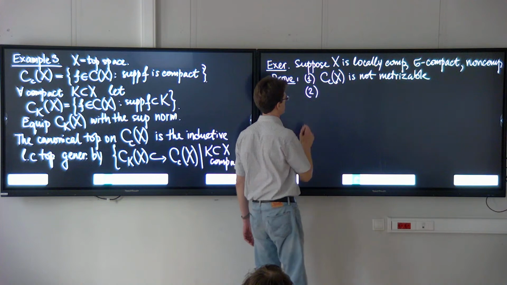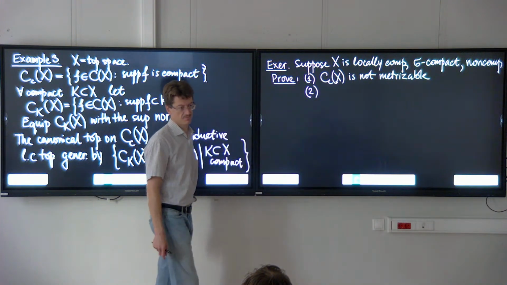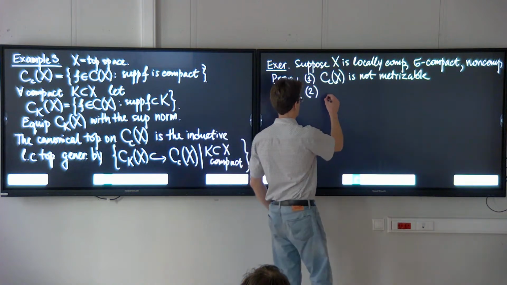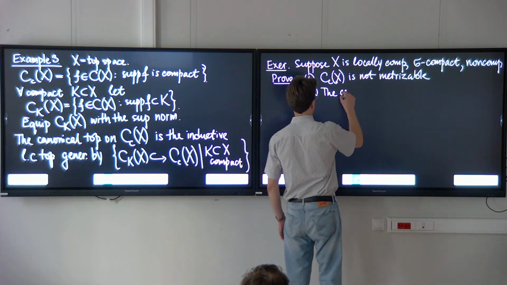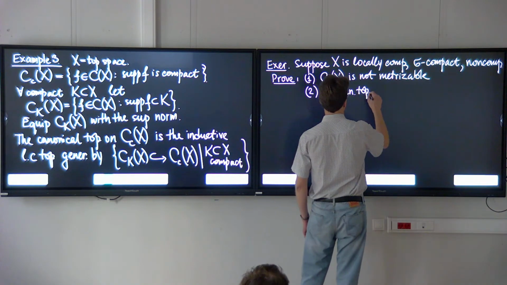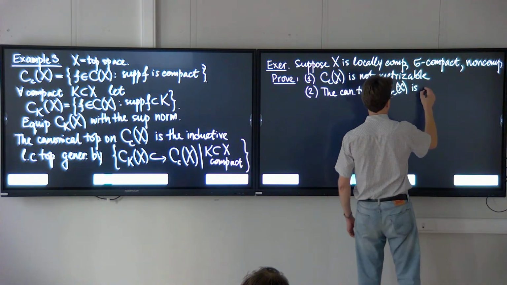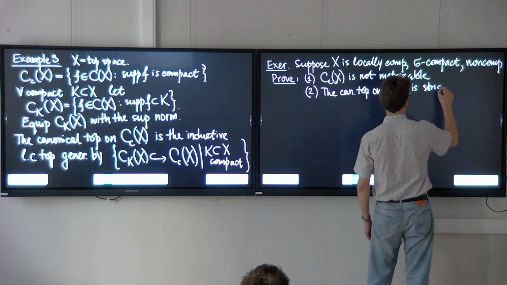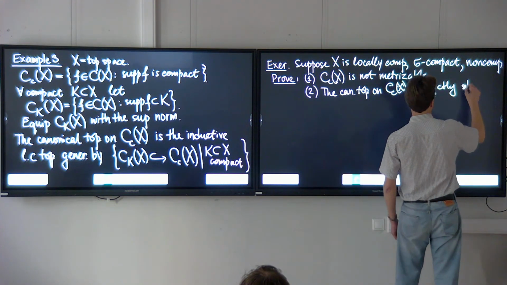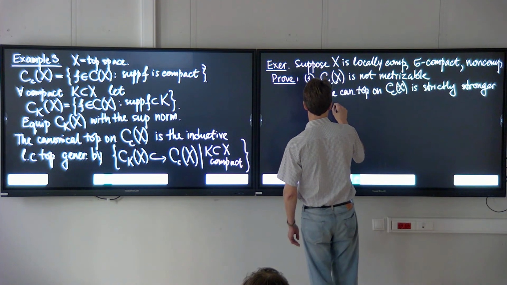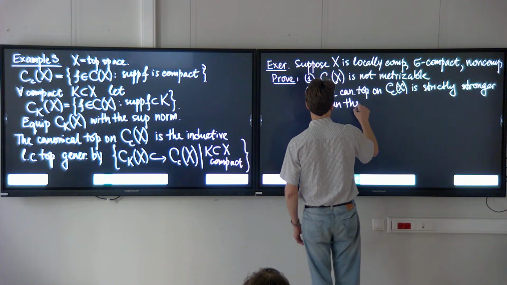So let's recall that C(X) is metrizable. This was discussed at the end of the previous lecture. So this implies that the canonical topology on C_c(X) is strictly stronger than the topology induced from C(X).